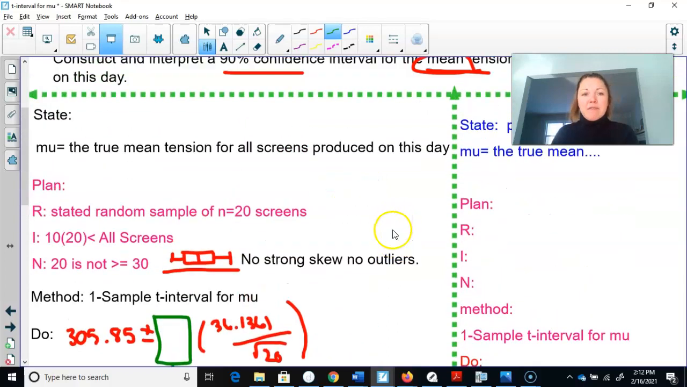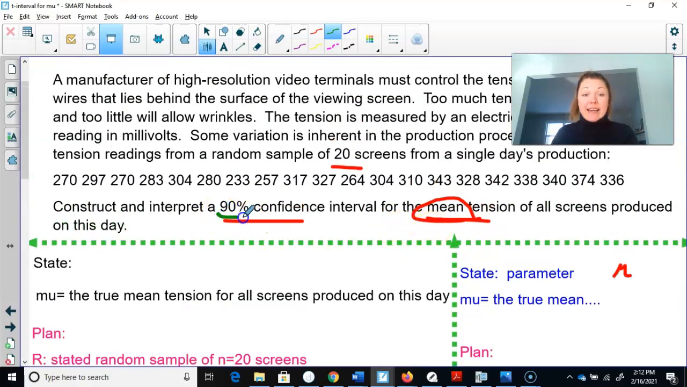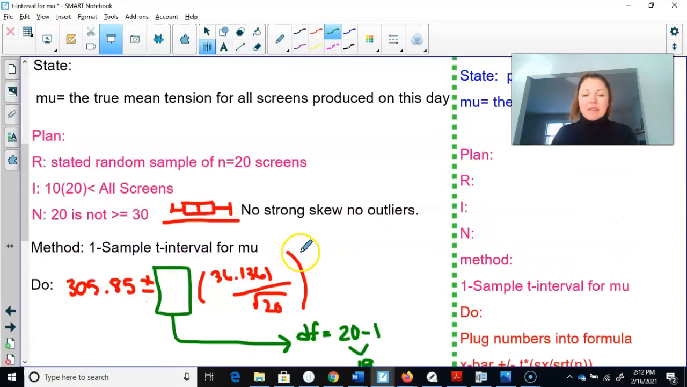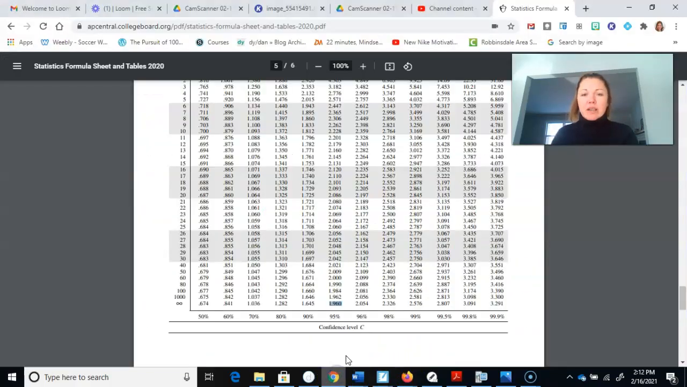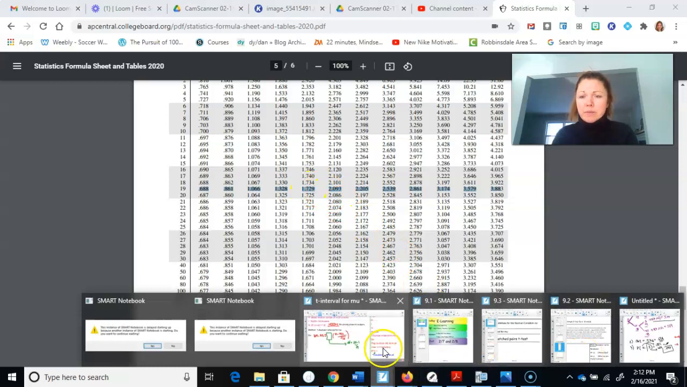Our confidence level is stated as we want a 90% confidence level. Okay, we're going to go to that chart now, guys. Degrees of freedom are 19. Is this row right here? Our T star will be in this row. We want 90% confidence, so our T star is 1.729.